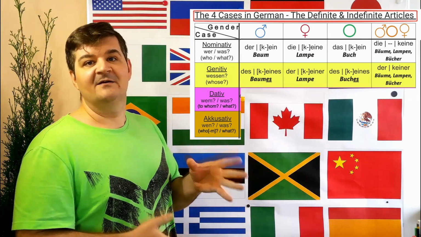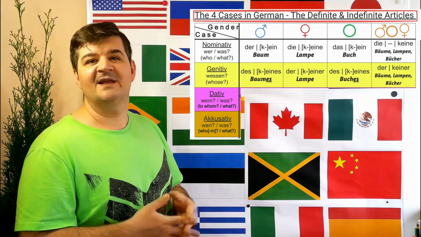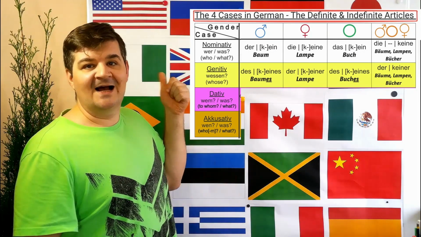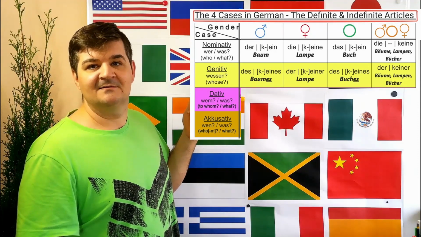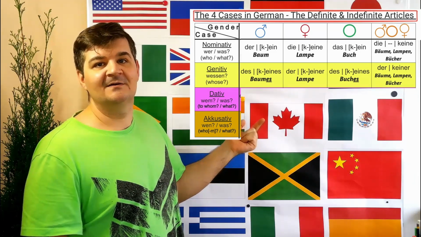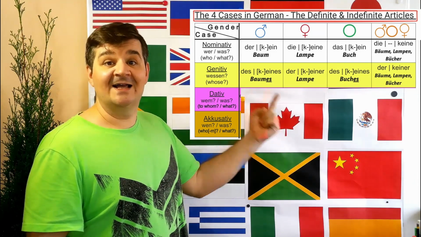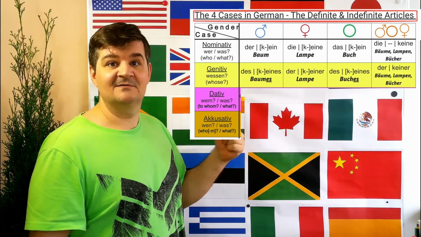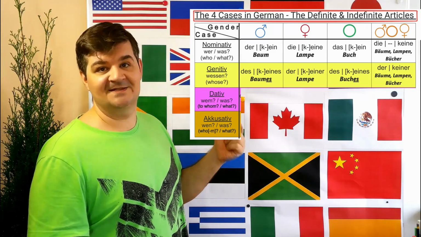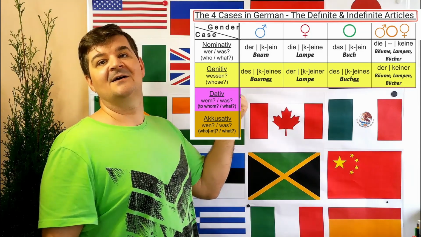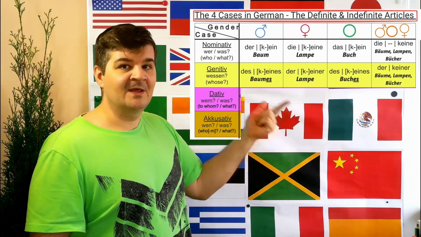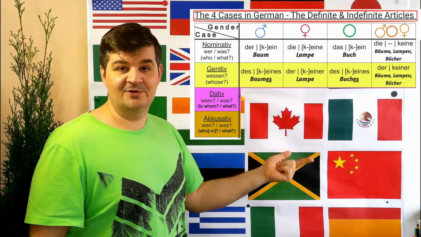And again, for the opposite way of telling you that none of them, you will have keines Baumes, keiner Lampe, keines Buches, and now the plural form exists here. Keiner Bäume, keiner Lampen, and keiner Bücher.